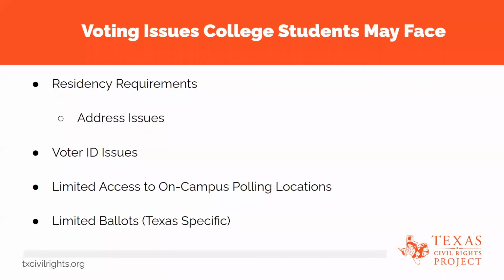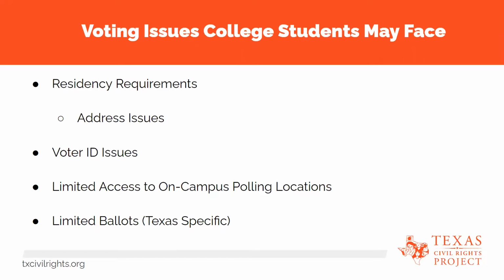All right, so here's another little roadmap. These are the issues we're going to discuss. The very first issue is a very contentious issue, and it's also a very complicated issue. So we're going to start with residency requirements. And address issues can play a part in that residency requirement as well. Then we're going to move on to voter ID issues. We're going to also discuss limited access to on-campus polling locations.